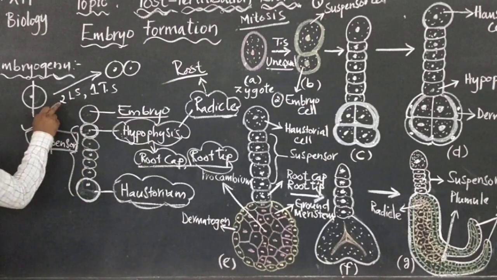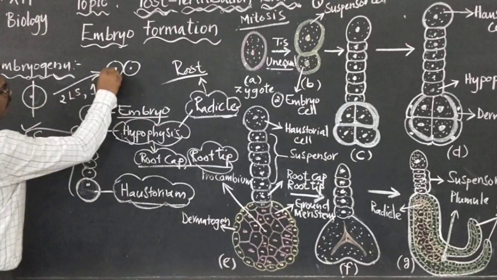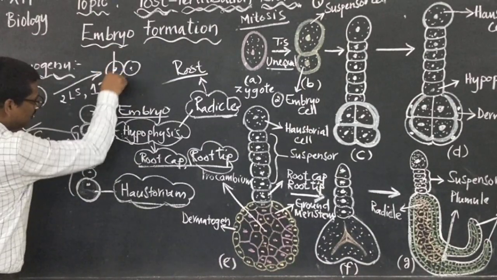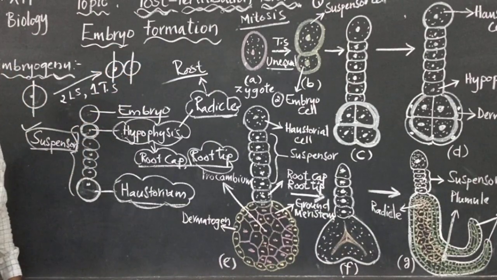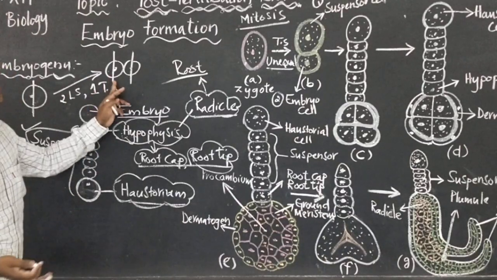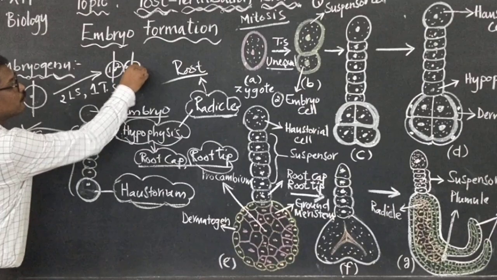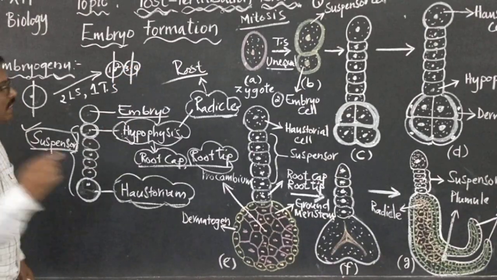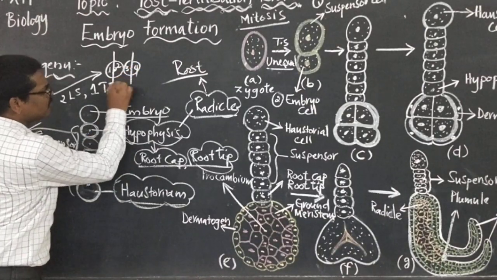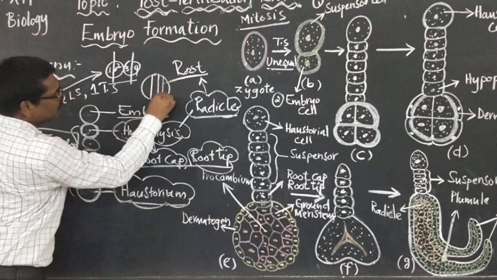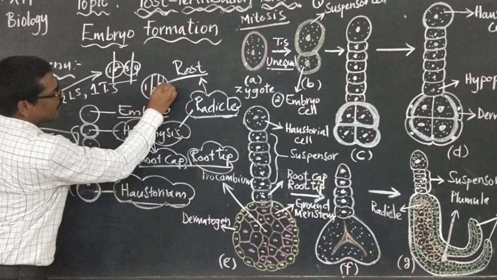So once it undergoes 2 divisions, 2 cells are formed, and immediately again it undergoes another second lateral division. So how many cells are there now? 1, 2, 3, 4 cells are there. 4 cells are formed. There are 4 cells now. 1, 2, 3 and 4 cells.